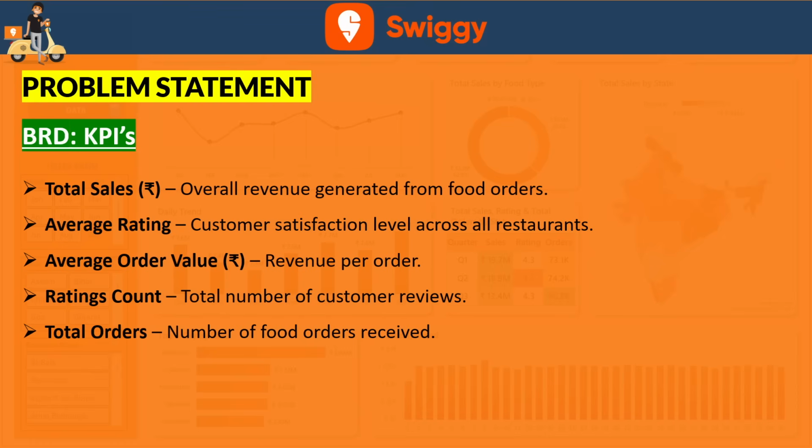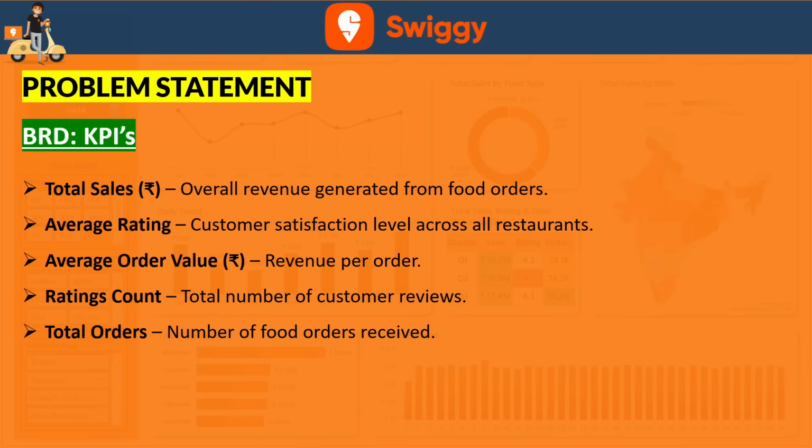Then we will also find out the average order value, which is nothing but revenue per order. So for one particular order, how much is the revenue generated? It will help us to understand that from one particular order, how much the restaurant is making, right? So this is what we will be able to find out from here.